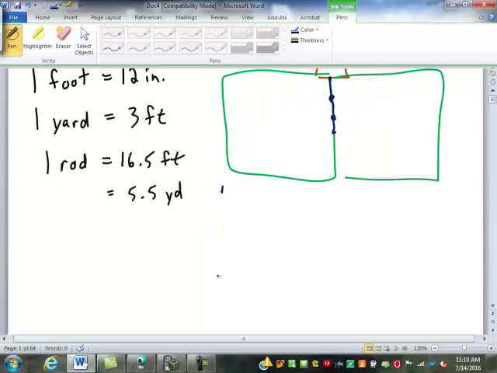Like we said, we had the furlong and other things, but we're going to jump up to the mile. Anybody remember how many feet are in a mile? There's 5,280 feet. Or you could look at it in yards as 1,760 yards.